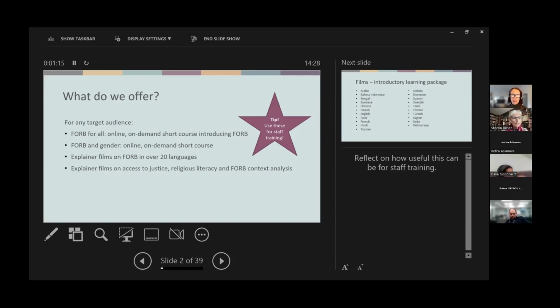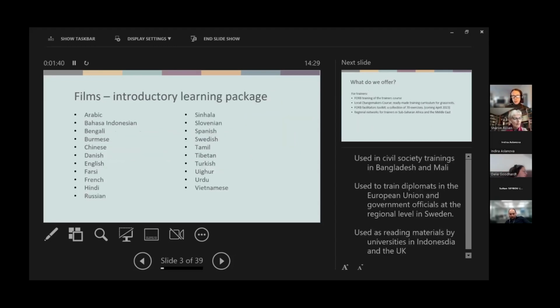We've also got explainer films on access to justice, on religious literacy, and on freedom of religion or belief context analysis, with a couple of different tools to use for context analysis. And these kinds of resources are actually great for staff training. For people who come into the organization, maybe are new to the issues, they're a really good starting point. So that's one tip.